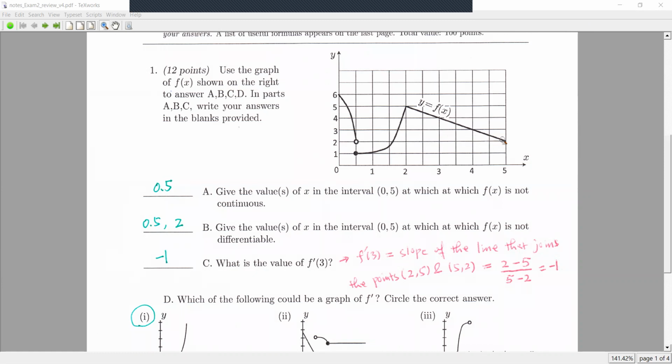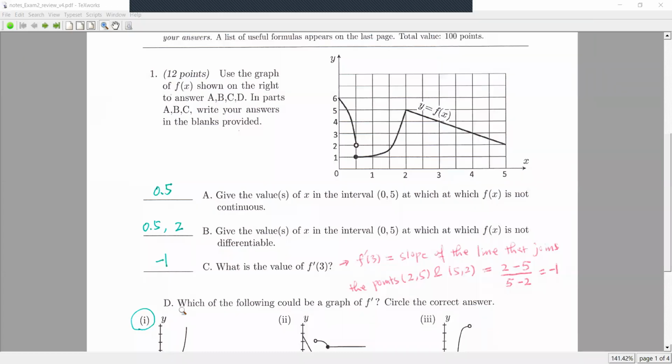Because we know two points on this line, we can tell the slope of this line by the slope formula, y2 minus y1 over x2 minus x1. So the slope of the line is -1. The answer to question C is -1.